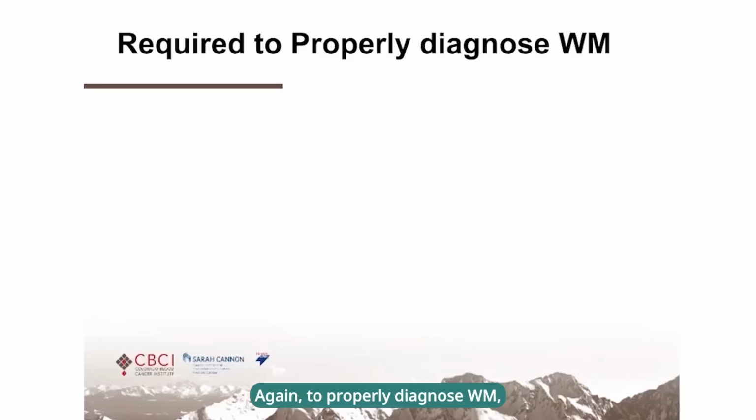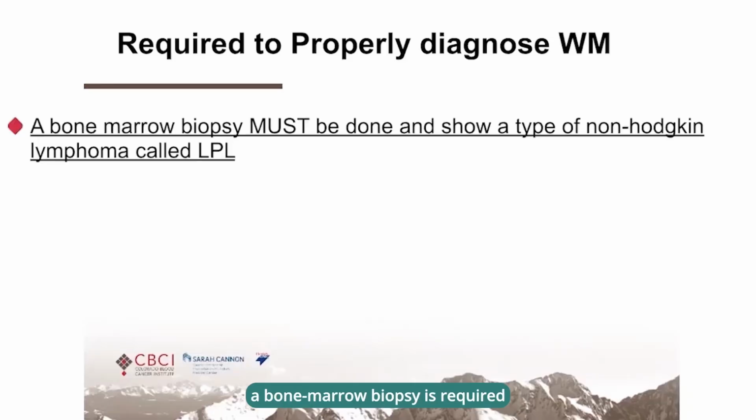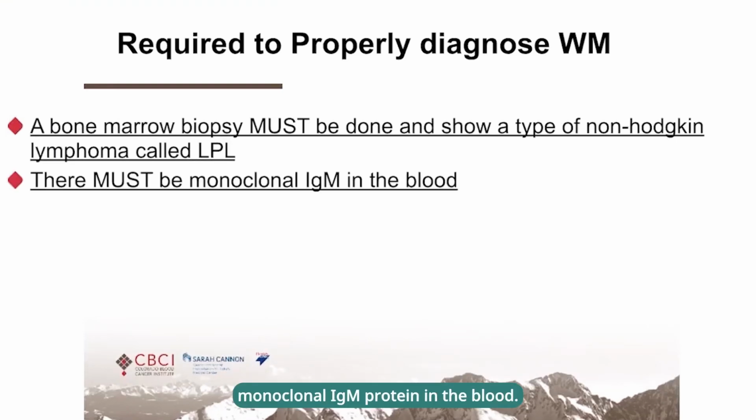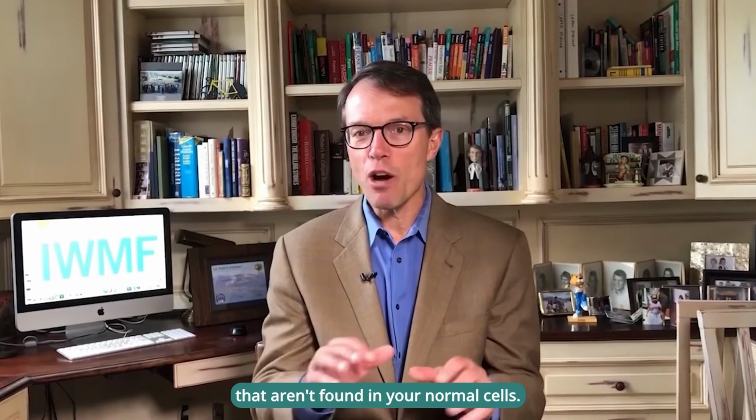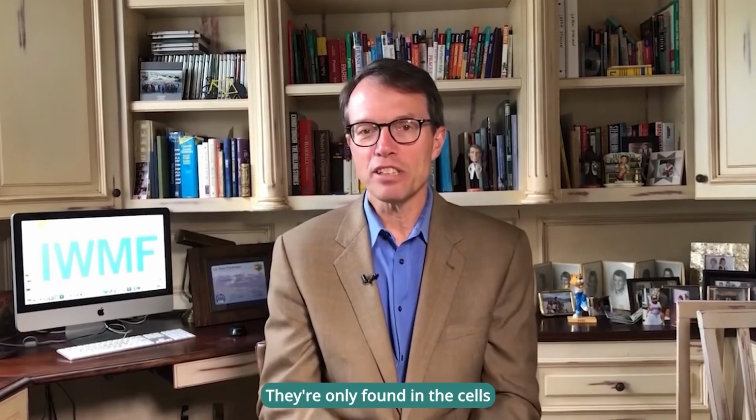Again, to properly diagnose WM, just to pound this point in, a bone marrow biopsy is required and has to show this type of lymphoma called LPL, and you must find monoclonal IgM protein in the blood. Additionally, these days on the bone marrow biopsy, pretty much everyone is having mutational testing done on the bone marrow sample, looking for a genetic mutation called MYD88. And less commonly, there's a second mutation called CXCR4 that can be looked for in testing. And these are genetic mutations that aren't found in your normal cells. They're only found in the cells that have turned into the lymphoma, turned into LPL.